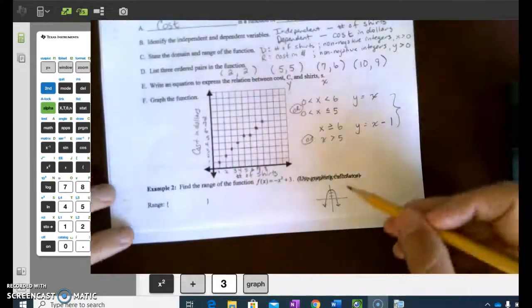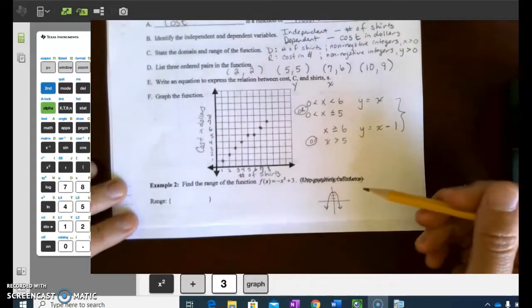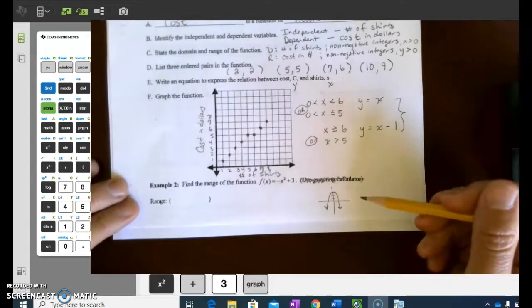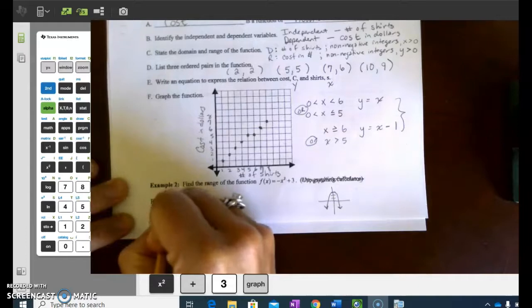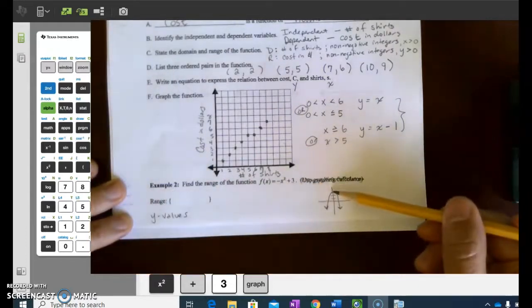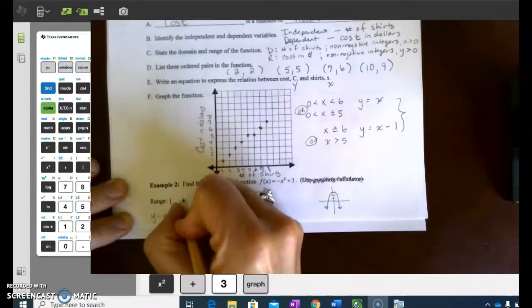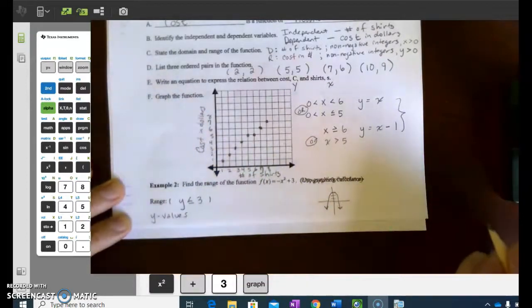All right, so knowing then that this is what our graph would look like for f of x equals negative x squared plus 3, what is the range? The range, remember, are the y values. So when I look at my y values, they never go beyond 3. They're 3 and below, so I could say that y is less than or equal to 3.